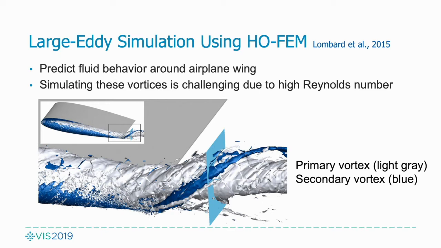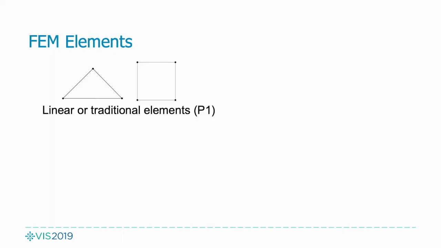In this image, the wingtip vortex is highlighted. The vortex in the light gray is the primary vortex, and the vortex in the blue is the secondary vortex rotating in the opposite direction. After simulating this data, this group was interested in analyzing the topology of this data. So let's examine the characteristics of the simulation data.